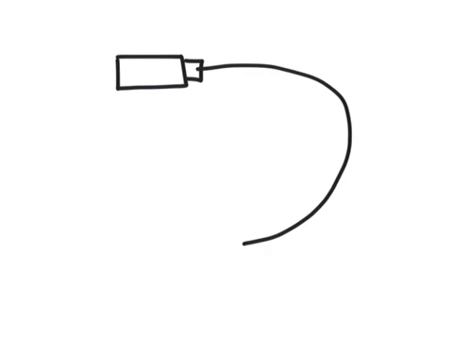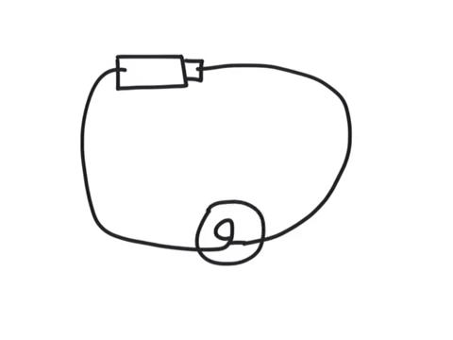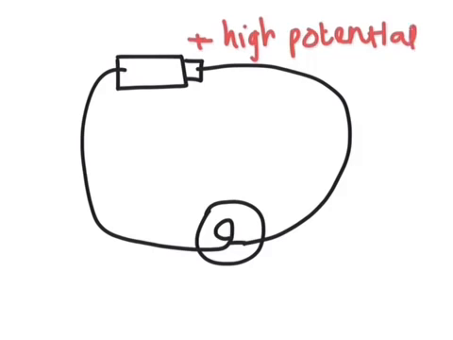Okay, so putting it all together, here's my battery. I take it with a wire and I'm going to connect it to a light bulb. And what I'm going to do here is, by connecting it this way, this side of the battery becomes the high potential, that's how we describe it, the high potential side, and the other side, the negative side, is the low potential side.